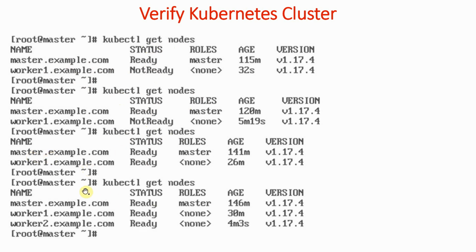And after some time when we run the command kubectl get nodes again, it shows that all the 3 systems are running. This is our master system, these are our worker systems. So we successfully implemented the Kubernetes cluster, and we have seen the various steps that are involved.